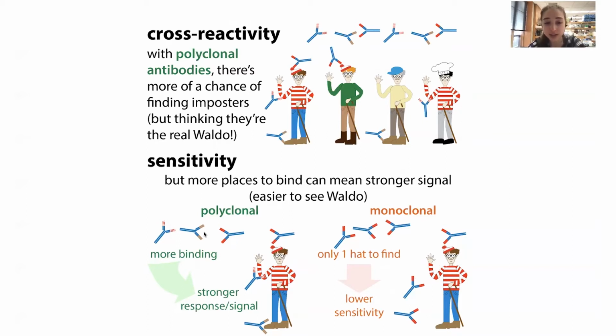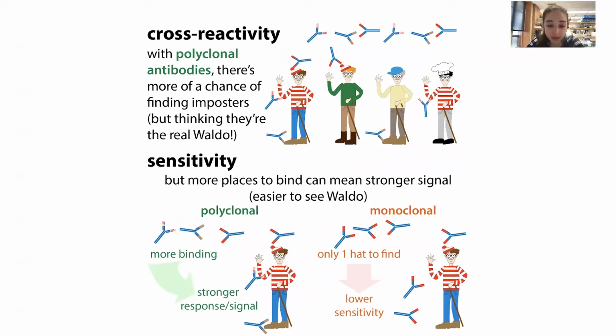In addition, the antibodies inside a polyclonal can bind with different strengths, so you might have some really bad binders, some really good binders, some weaker, some binders that have more cross-reactivity. With monoclonal, you can isolate the really, really good ones that bind really strongly. So even though you have only one binding site per Waldo, it could be a very strong binding site.